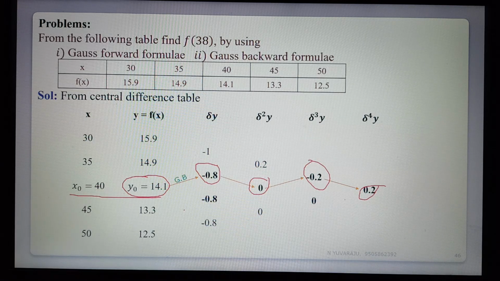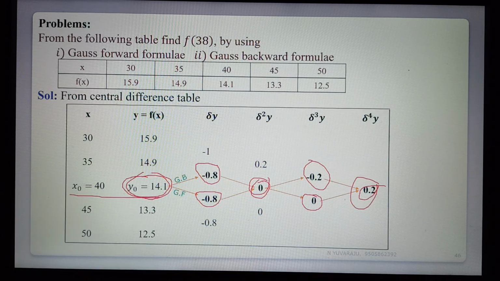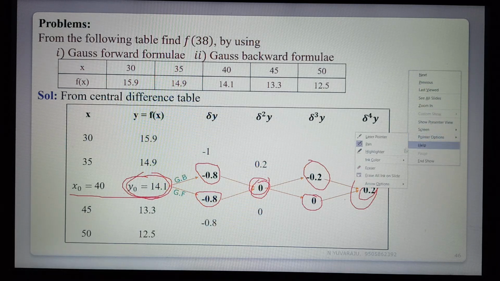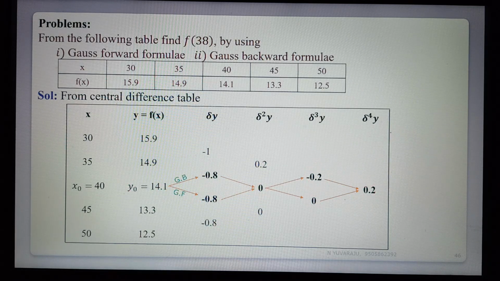And next the forward values: y naught, next delta y 1 by 2, next delta square y naught, next delta cube y 1 by 2, next delta power 4 y naught. These are the backward values and forward values. We write all values from the table.